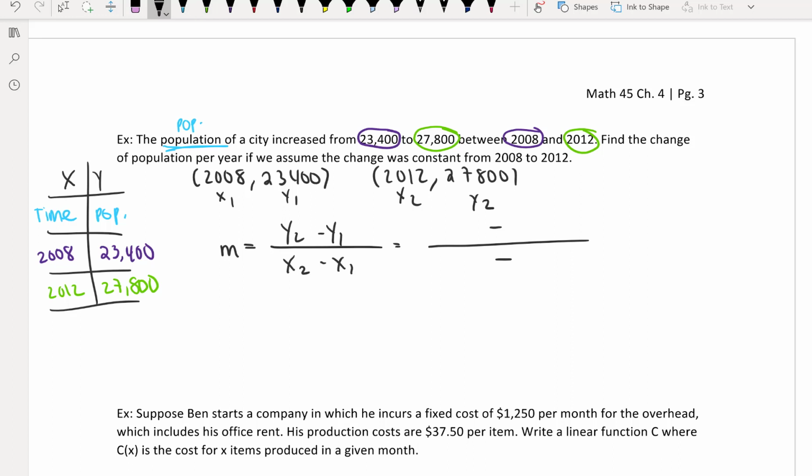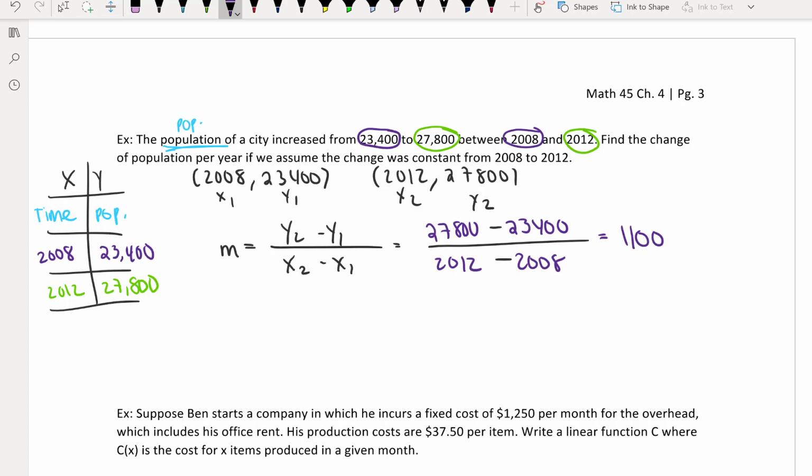So what I'm going to plug in for my Y values is 27,800 minus my other Y value, which is 23,400. Now my X values is 2012 minus my 2008. When I plug this into my calculator, I'll get 1,100.